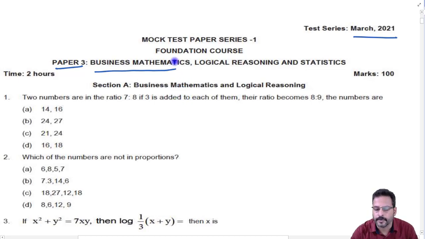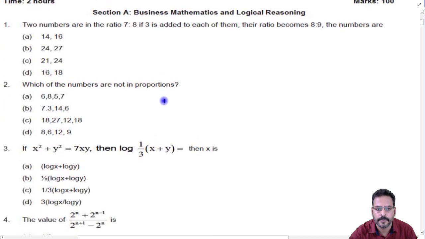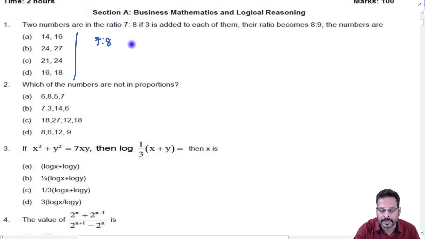Okay, so first one, two numbers are in the ratio 7:8. If 3 is added to each of them, their ratio will become 8:9. Find the numbers. So given that two numbers are in the ratio 7:8. So that means according to the properties of the ratio, we can multiply or divide both the numbers of the ratio with the same non-zero number.